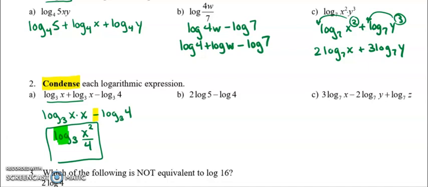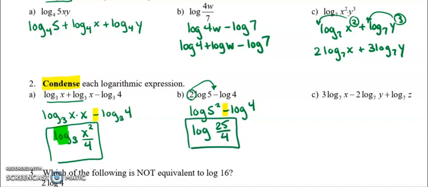All right, we look here at number 2b. We've got this coefficient out front. Where does it belong? It belongs up as an exponent. I always do those first. So that gives us a log of 5 squared minus the log of 4. Then we've got the subtraction. The subtraction came from division. So we'll have log of 5 squared, which is 25, divided by the 4, again going to just one log.